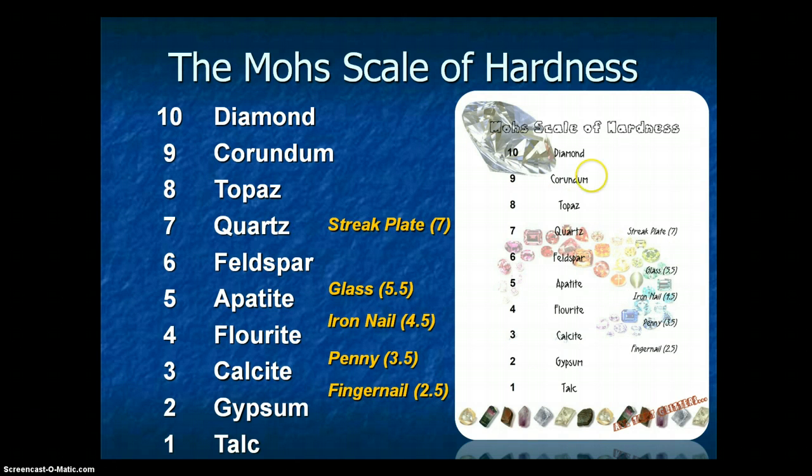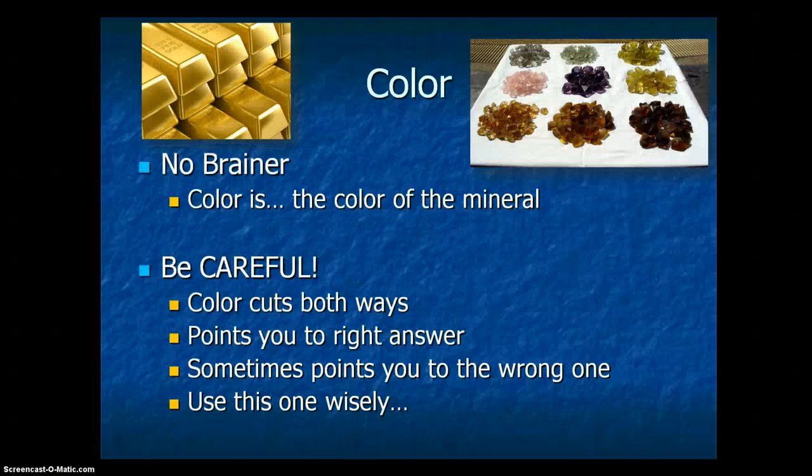we've been using all of these very common items here in our classroom to help us figure out how hard a mineral is. So your fingernail is a 2.5, a penny is a 3.5, iron nail is a 4.5, glass is a 5.5, and a streak plate is a 7. And so when we scratch minerals onto these things, we're able to narrow it down and figure out what the hardness number of any given mineral might be.